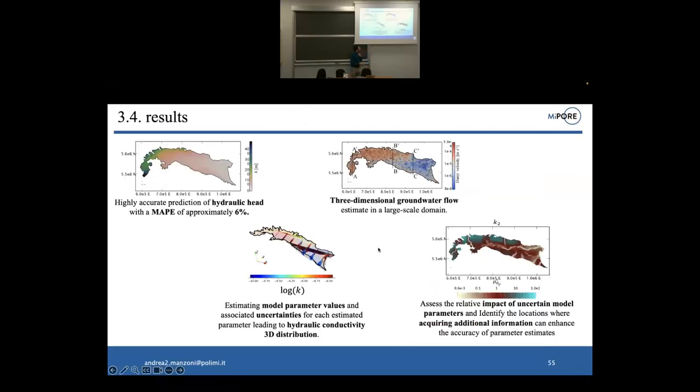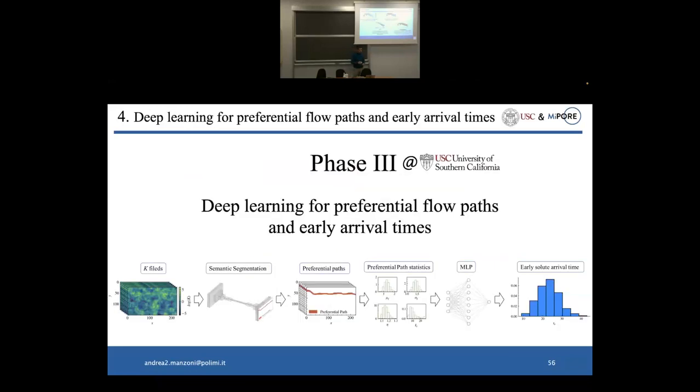So the outputs of this second phase are summarized here. We have been able to estimate the hydraulic head throughout the whole domain. We have been able to estimate the groundwater flow dynamics with a parameterized model. We have been able to estimate the three-dimensional distribution of the hydraulic conductivity within our domain. And finally, we have been able to assess the relative impact of uncertain model parameters on the model output, in our case, the hydraulic head.